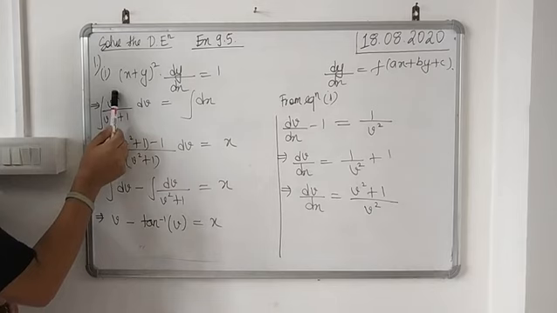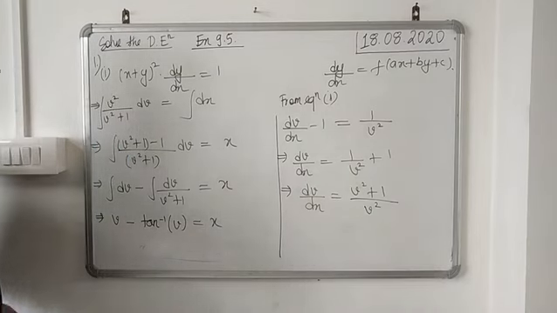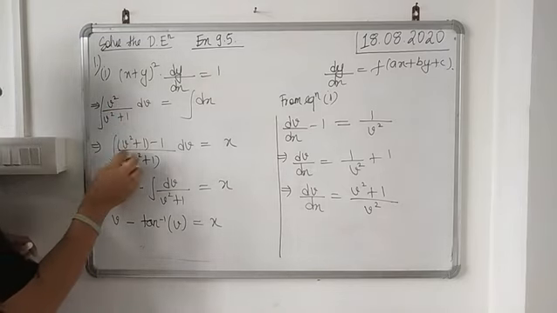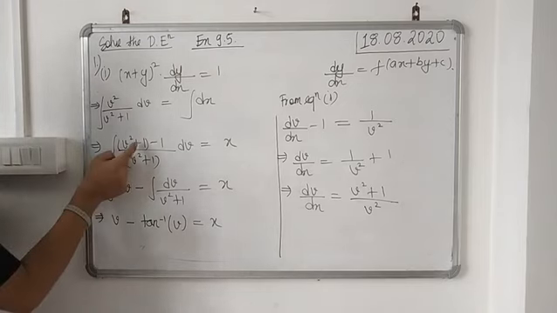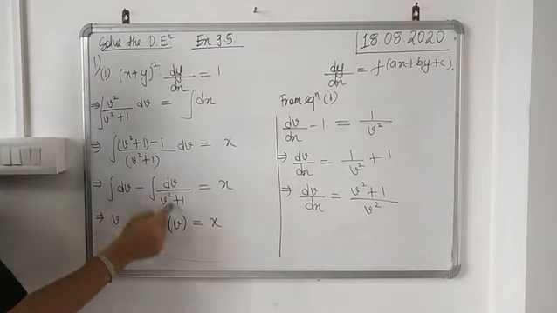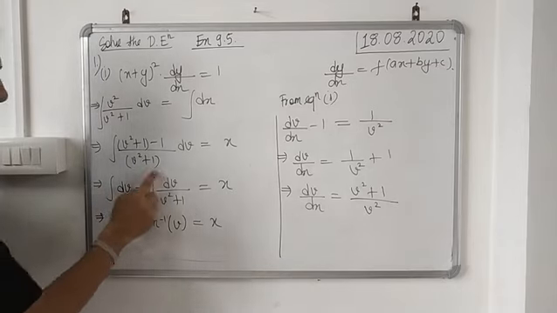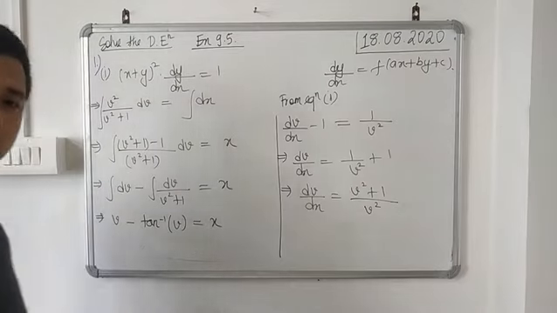I've always told you, when the powers are equal, try to make the numerator as the denominator. So add 1, subtract 1. On doing so, you can make two terms out here, and this by this is 1, and this by this is this. Okay, so integration dv is v, and this is a standard integral tan inverse v, which is equal to x. So we are almost done.